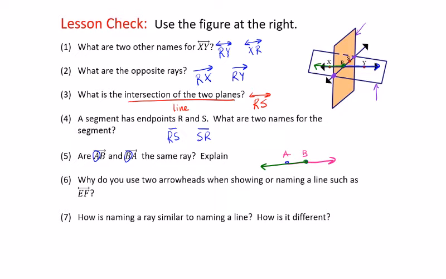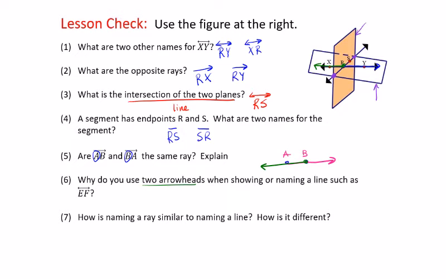Number six, why do you use two arrowheads when showing or naming a line such as EF? Because they go forever in both directions. That's why on that one. And then number seven, how is naming a ray similar to naming a line? How is it different?